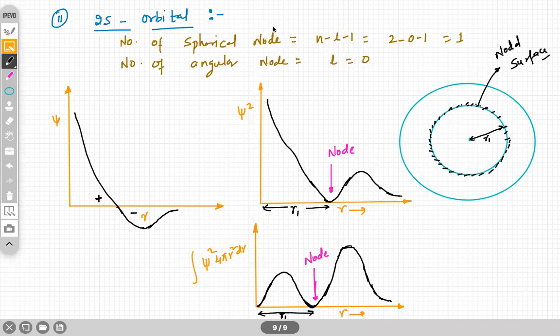I'm just concluding this. You will have this graph, and at this point, the psi square graph is touching the x-axis. What does it mean? That at this distance from the nucleus, psi square is zero, and when psi square is zero, the probability is zero. That's why we have one nodal surface here. Why does it touch the x-axis only once? Because we have only one spherical node. And remember, I told you already that we can draw only a spherical surface here. Angular, we cannot draw.